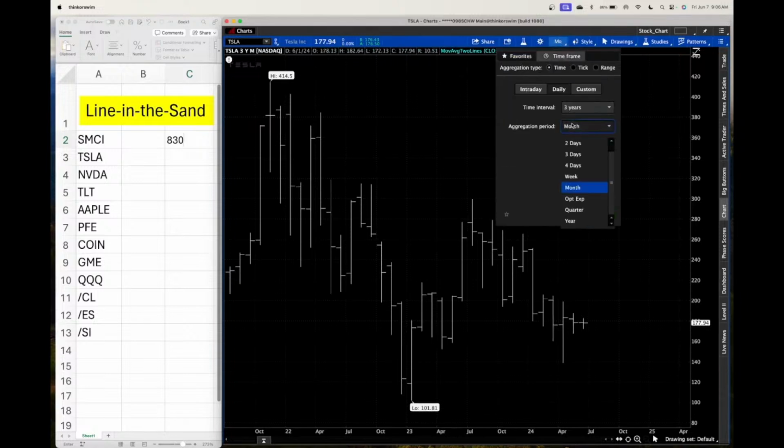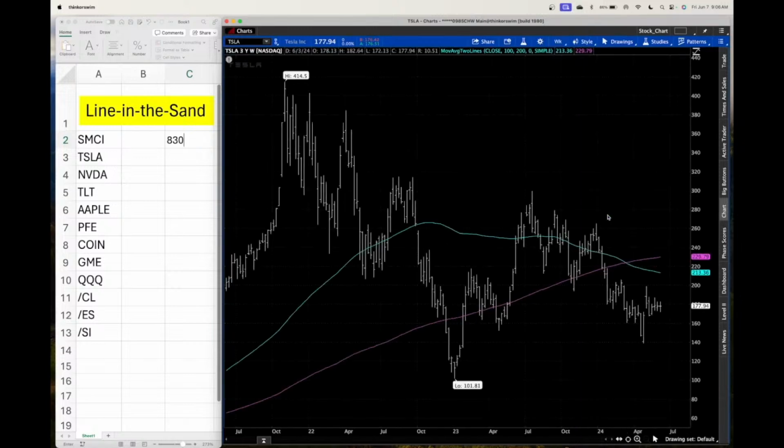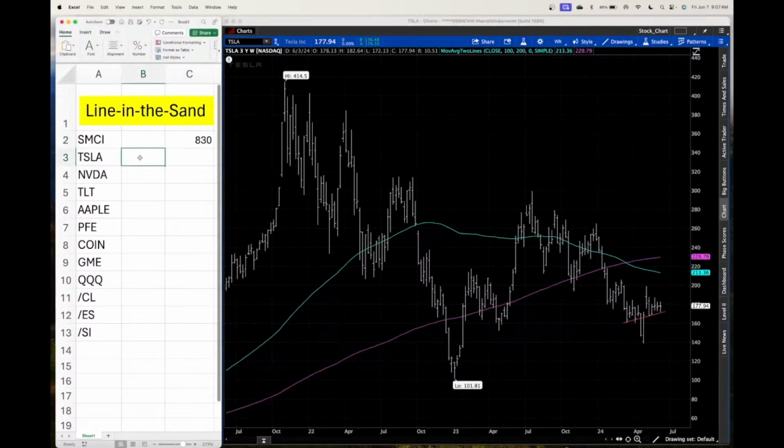Let's move to a weekly. Now when we get to a weekly, here's where you can really see those weekly lows setting up together right there. So this is going to be a big line in the sand. 169, 167, 172, 167, 168. That's what you're talking about for big support for Tesla right there.